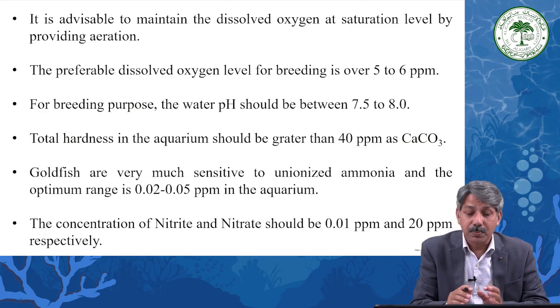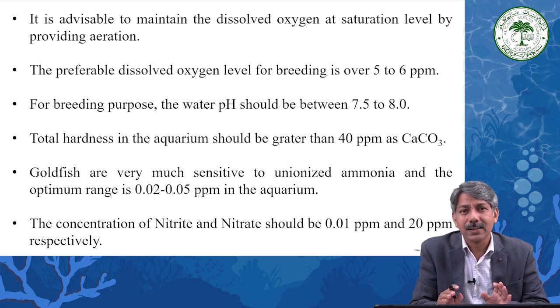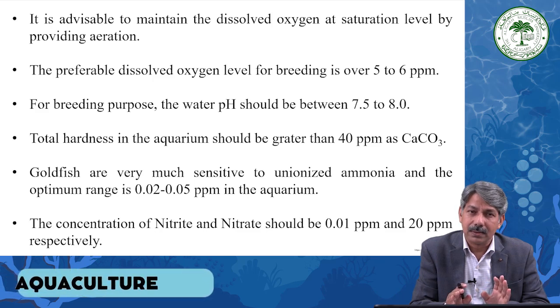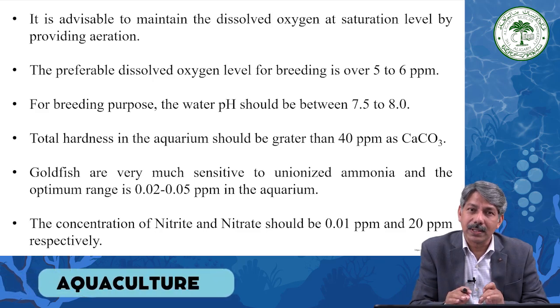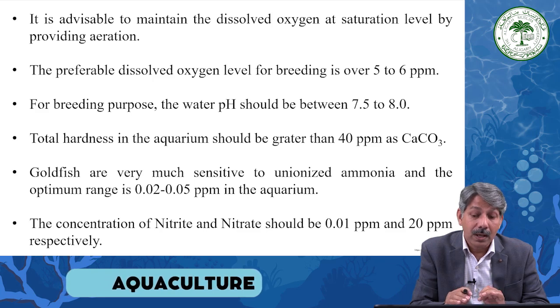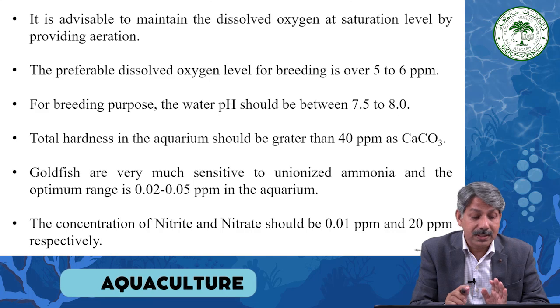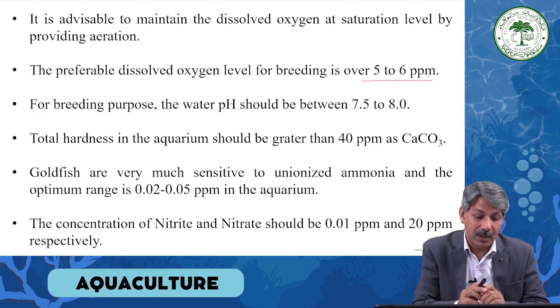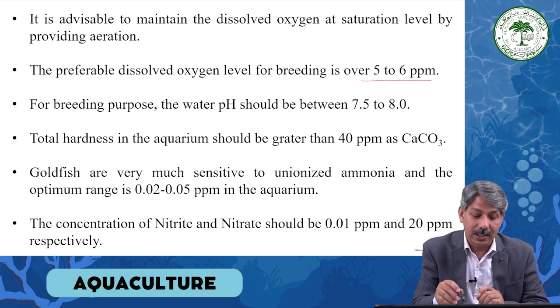It is advisable to maintain the dissolved oxygen at saturation level. Saturation level means if you are providing enough aeration, then the desired quantity of dissolved oxygen will be there, in fact. And try to monitor dissolved oxygen in such a way that it never comes below 5 ppm or 5 milligram per liter. That is the important criteria.